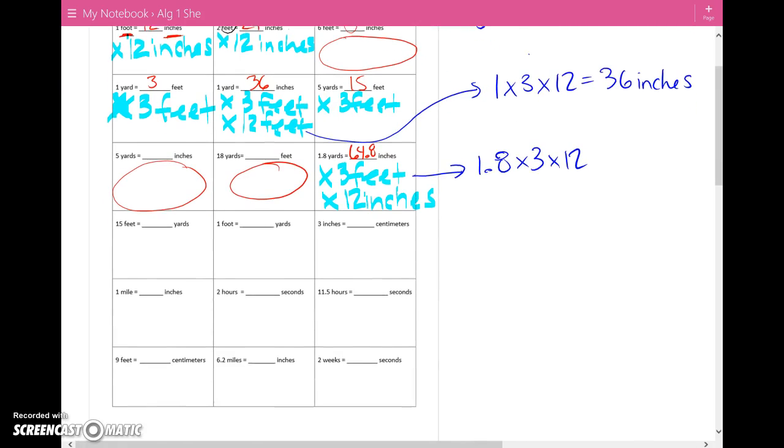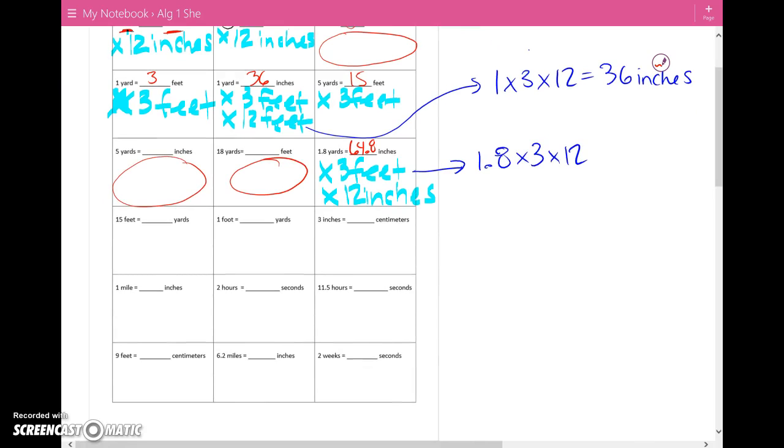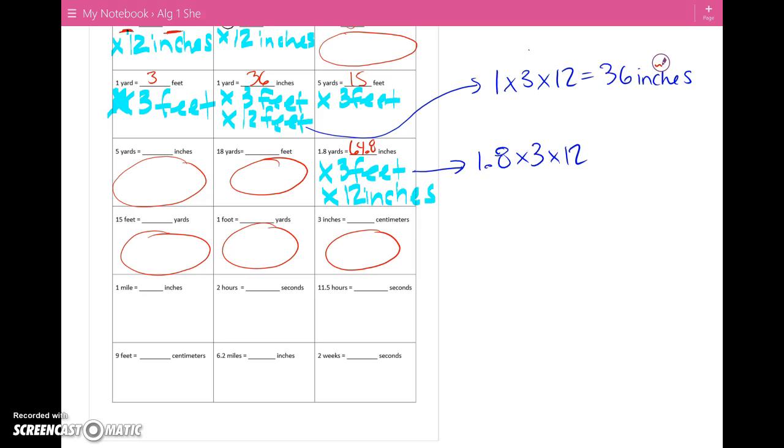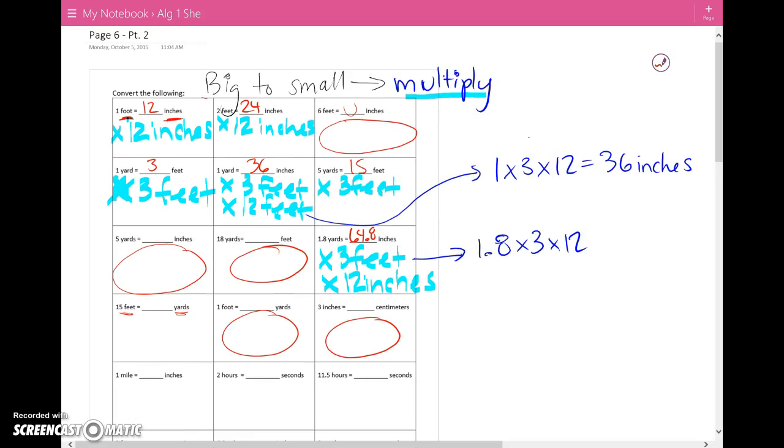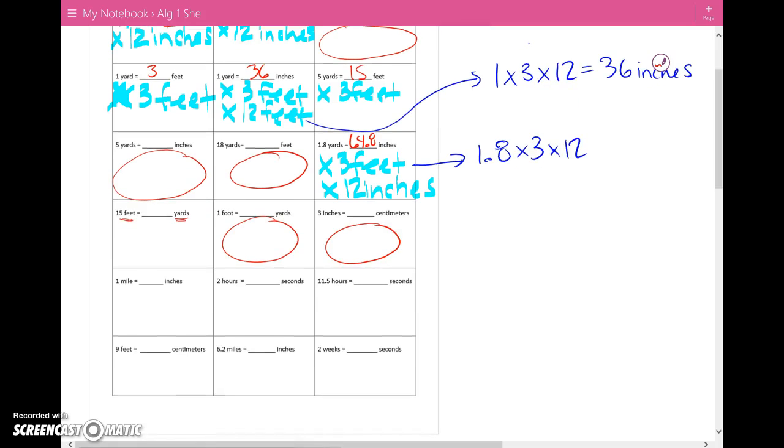Okay. So, I'm going to let you guys work on that one on your own, that one on your own, and you guys can do that one. Actually, I'm going to work on this one with you guys because this is different, this one here. Because if you notice, we've been going from big to small. This problem over here is a little different.